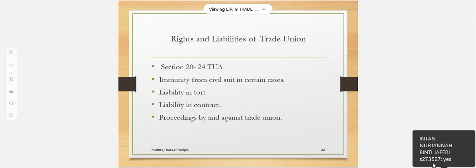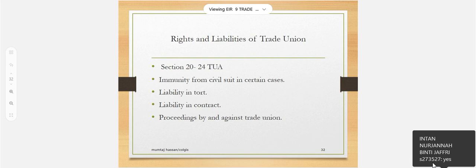Okay. Now the rights and liability of the trade union. You know, the trade union must be registered. So it is like a company, but since this is a trade union, it is under the Trade Union Act. Companies are registered under the Companies Act.